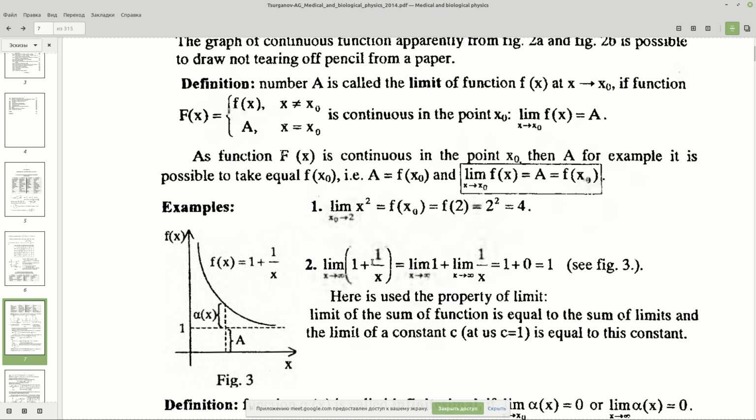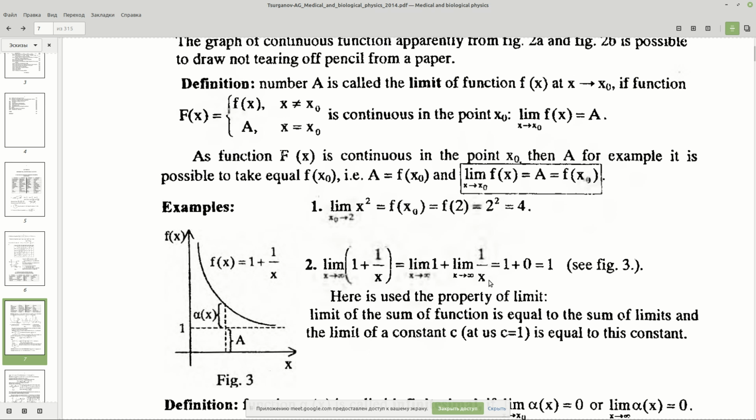We have to divide this limit into two limits. The sum is an additive function, so we have the limit of 1 when x goes to infinity plus the limit of 1 divided by x when x goes to infinity. When x goes to infinity, this ratio goes to 0. The more x goes to infinity, the more slowly 1 over x goes to 0. And so we receive 1 plus 0, which equals 1.